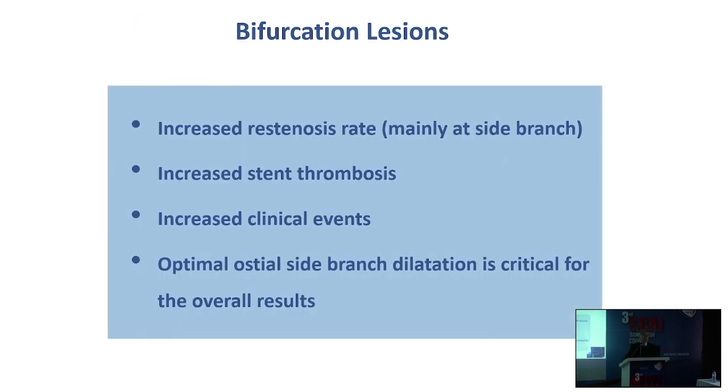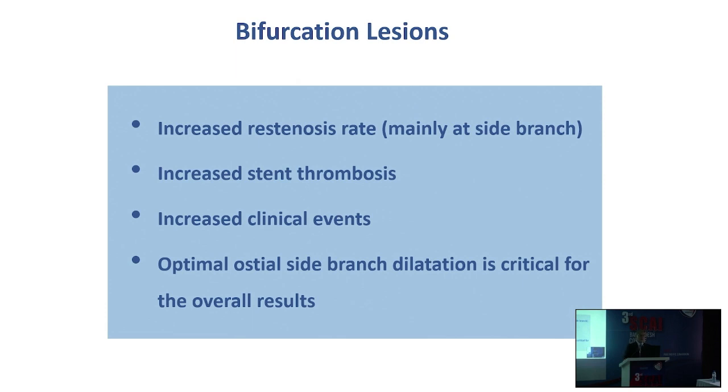So we talk about this. Bifurcation lesions increase the restenosis rate, predominantly and almost always in the side branch, and that's the reason that we talk about looking at the side branch. The side branch is the one that is going to determine what type of technique.